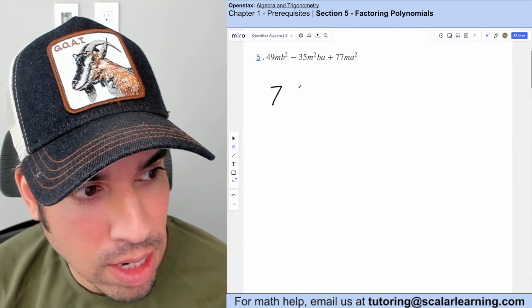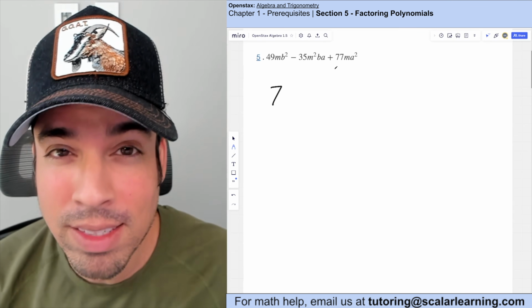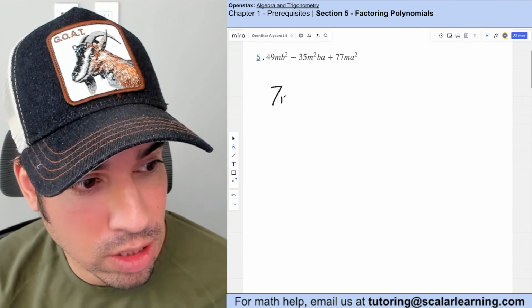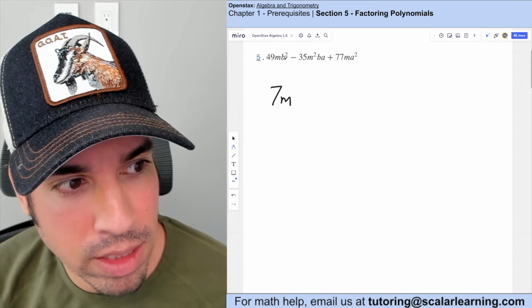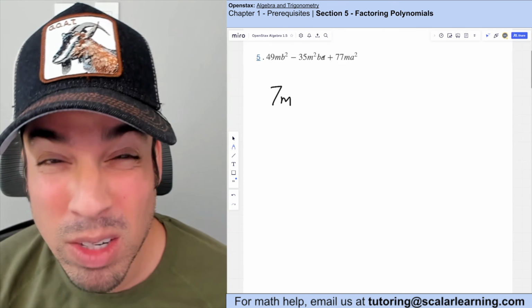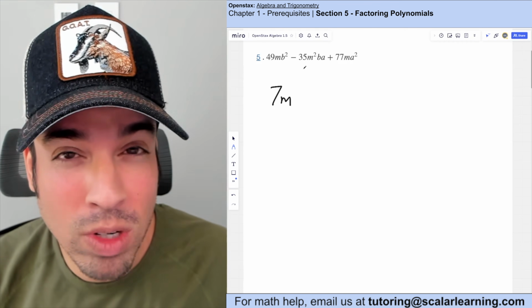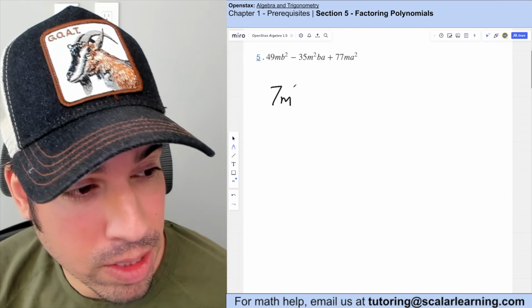So I'm going to pull out a 7. And then when I look at the m's, we've got an m squared, and m. So the greatest that's in common for all three is just a single m. And then when it comes to the b's and the a's, the issue is this one has b's but no a. This one has both, and this one has a squared but no b, which means that the three of them do not share any a's or b's all in common, which means 7m is the GCF.